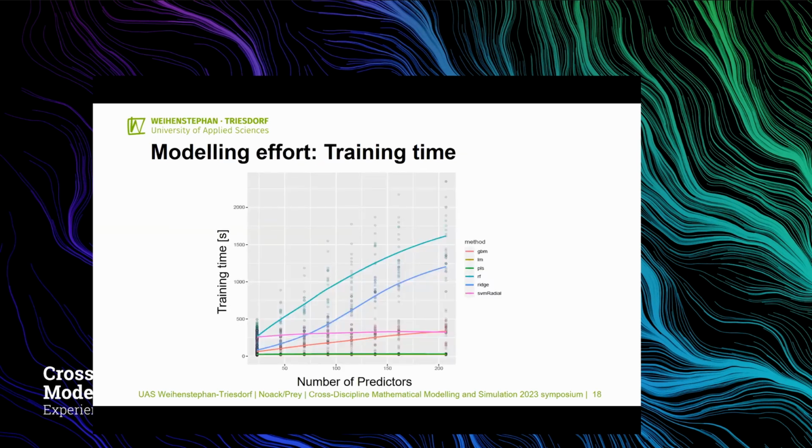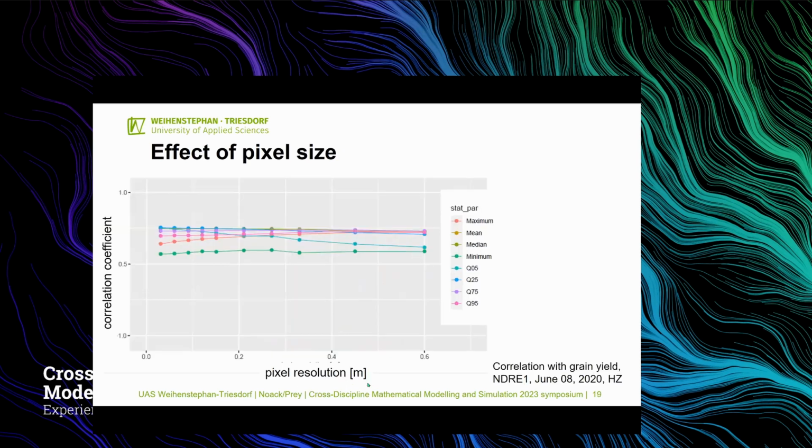We also looked at the modeling effort with respect to training time, and we saw that some methods, especially random forest, are pretty intense when it comes to calculation power, which you need, and it basically increases with the number of predictors which we were using. We also looked at the pixel size. Initially, we started with a pixel size of 10 centimeters or even lower, and we increased the pixel size, and we saw that the pixel size did not affect the results at all.